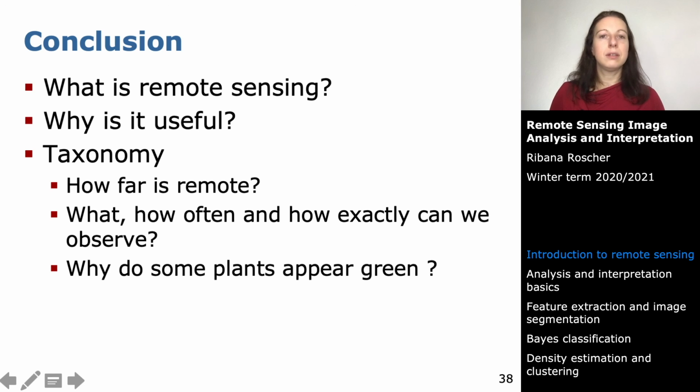We also talked about the taxonomy. So now you know how far remote sensing reaches, you know what, how often, and how exactly you can observe something, and also now you know why some plants appear green to us. In the next lecture, I will continue and give you the basics about analysis and interpretation, everything you need to do some classification tasks with remote sensing images in the next lectures.